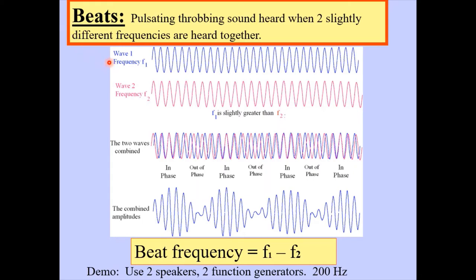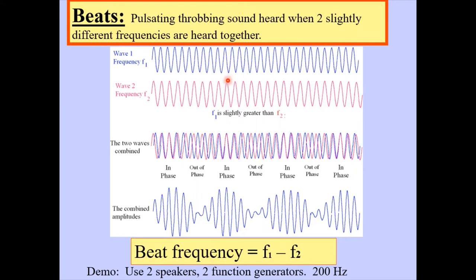So imagine we have two sound sources. The first one we'll call wave one, that's the blue one here, and it has a frequency F1. And the second sound source we'll call wave two, and it has frequency F2. Now, looking at these, it's hard to tell, but it turns out that F1, the blue wave here, is slightly higher than F2. You can kind of see that these peaks are a little bit closer together. That means it's a slightly higher frequency.